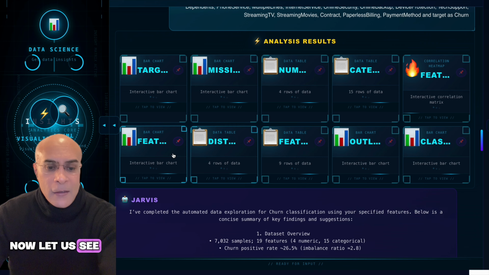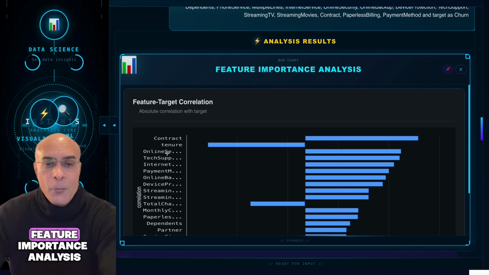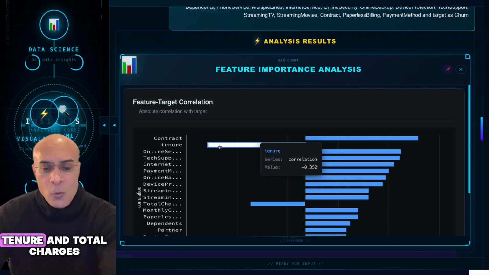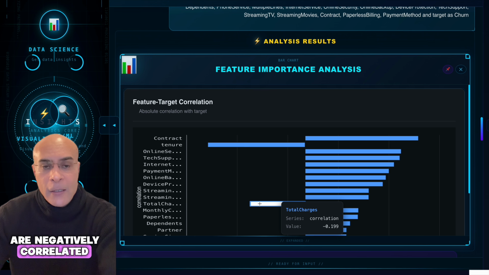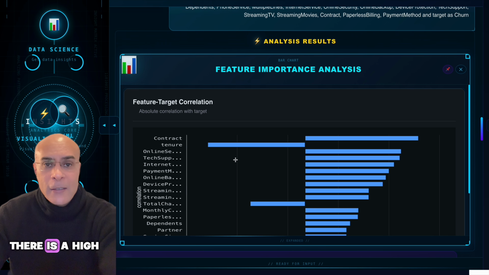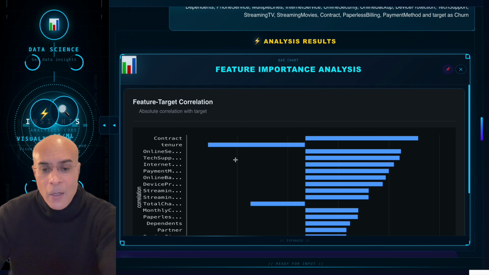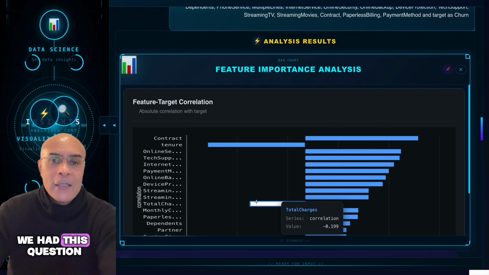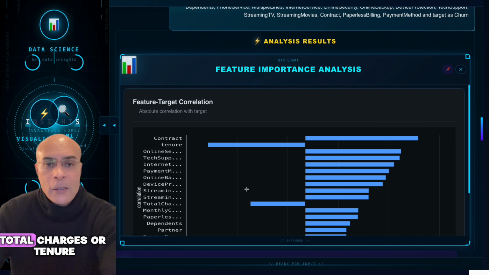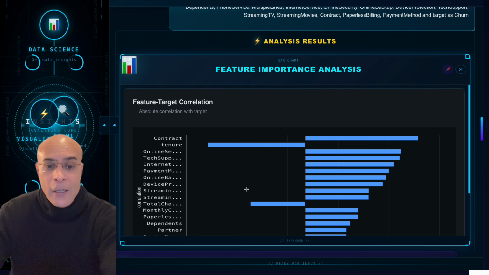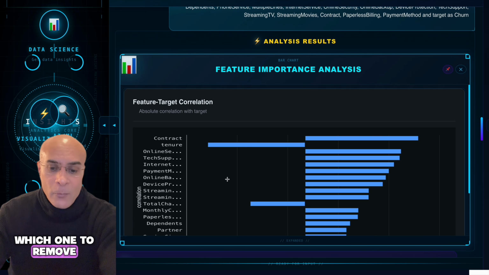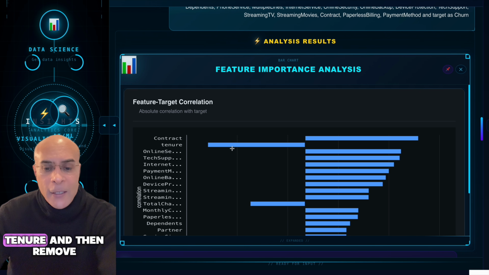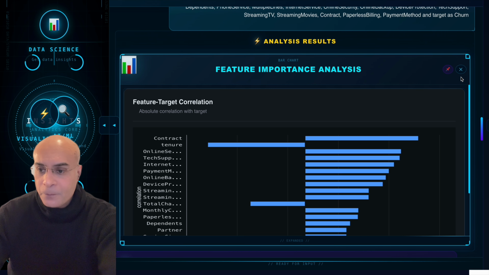Let us see next the feature importance analysis, which is the feature target correlation. Here we can see that tenure and total charges are negatively correlated, which means that the less the tenure, the higher the probability that the customer is going to churn. You can also see that tenure is more important than the total charges. We had this question that we have to remove either total charges or tenure because they were highly correlated, and now this helps us see which one to remove. It's very clear that as tenure is more important than total charges, we can keep the tenure and remove the total charges.